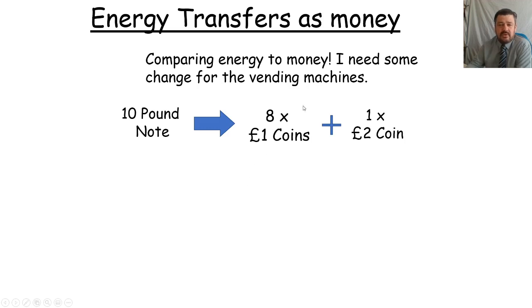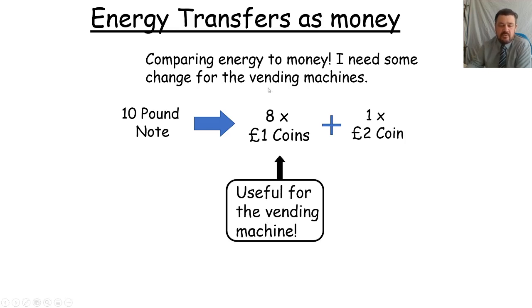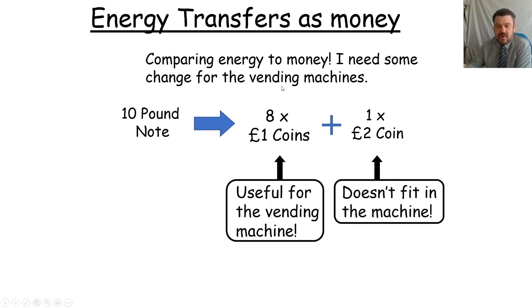So we're going to look at energy transfers in the form of money. So we're going to say we need some change for a vending machine. We've got a £10 note. What we're going to do is change that to 8 £1 coins and 1 £2 coin. Now the 8 £1 coins is useful for the vending machine. We can use that. The £2 coin doesn't fit. It's an old vending machine. It's never seen a £2 coin before.